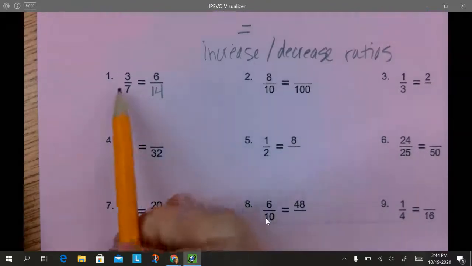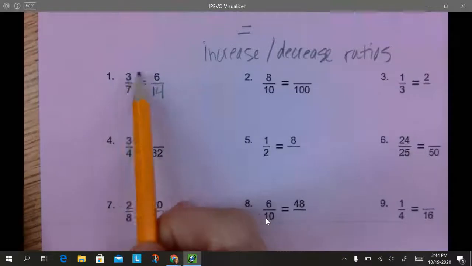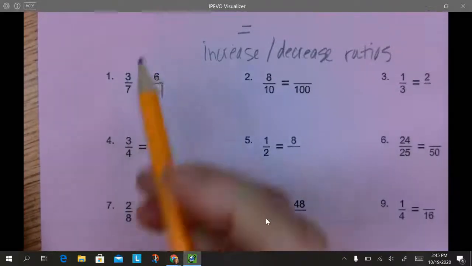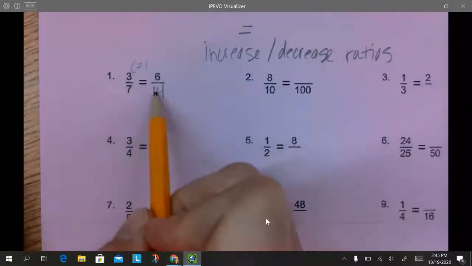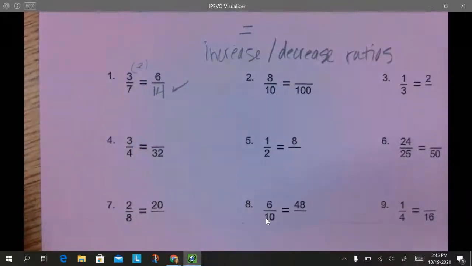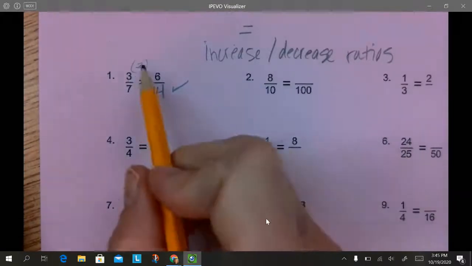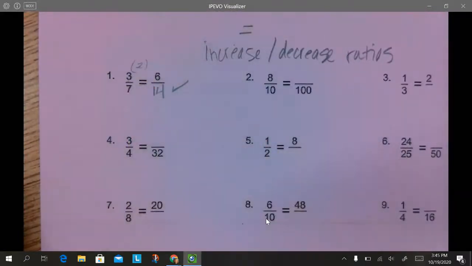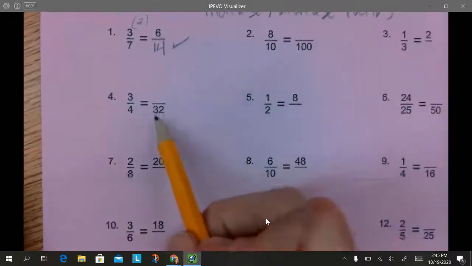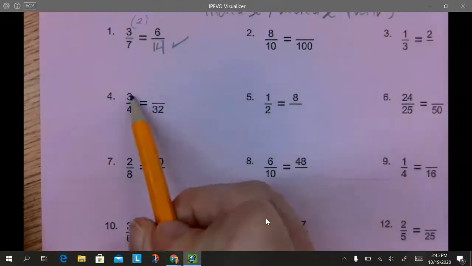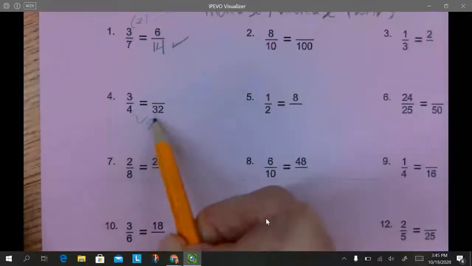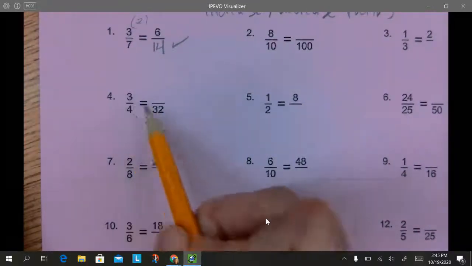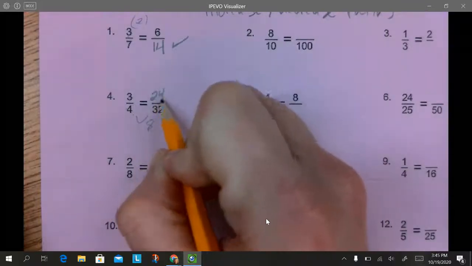So take a look at number 1. 3 times what is 6? You're going to say 2, right? So then 7 times 2 is 14. Those are equivalent because you increase them by multiplying the top and the bottom by 2. Okay? Take a look at this one. I'm just going down. 3 to 4, equivalent ratio would be what? What did you use here to get to 32? 8. So 3 times 8, that's 24. Okay?